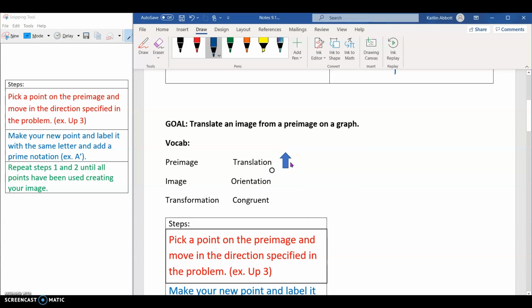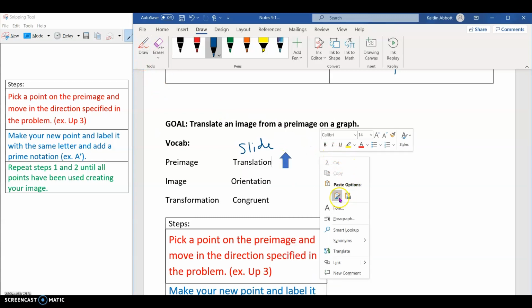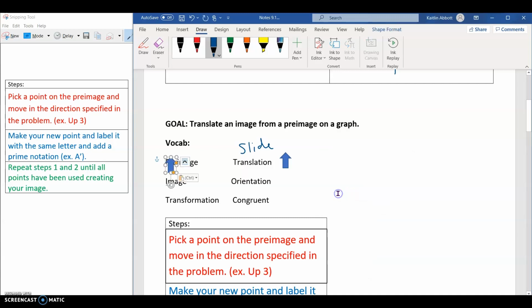So, go to draw. Slide. Next, we have our image. An image is what happens after the pre-image. So this arrow stays here. And if I were to copy and paste, aha. So I slid this image over here.